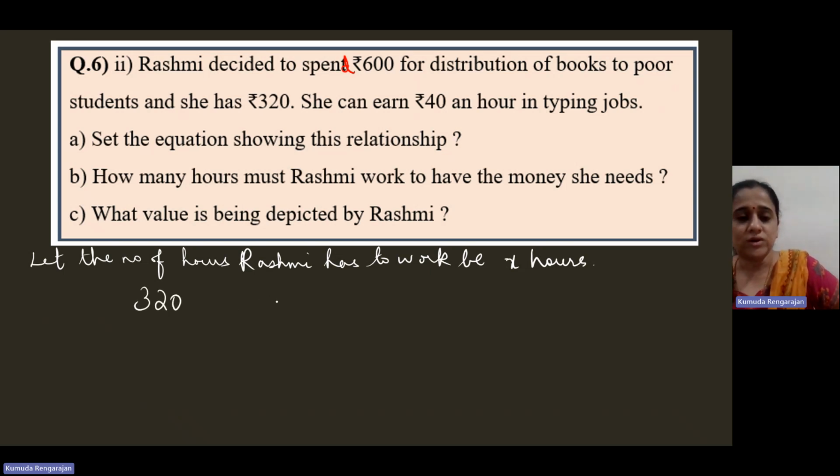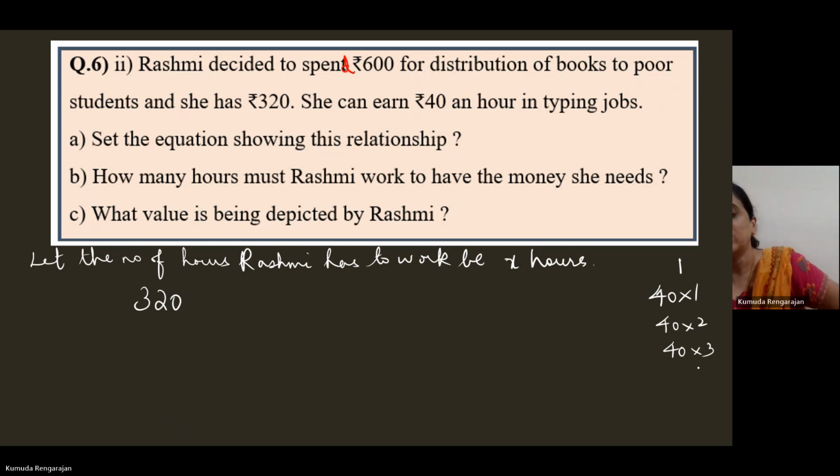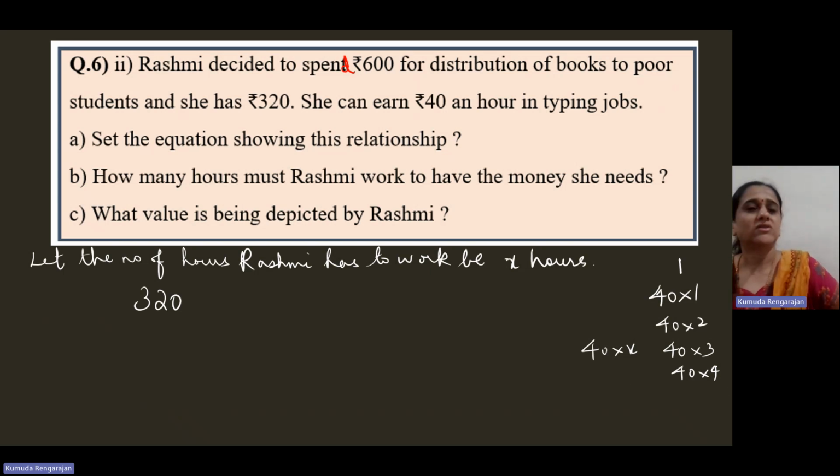Now, if she works for 1 hour, she'll get 40 rupees. That is 40 into 1. 2 hours, 40 into 2, 80 rupees. 3 hours, 40 into 3. 4 hours, 40 into 4. So for X hours, 40 into X.